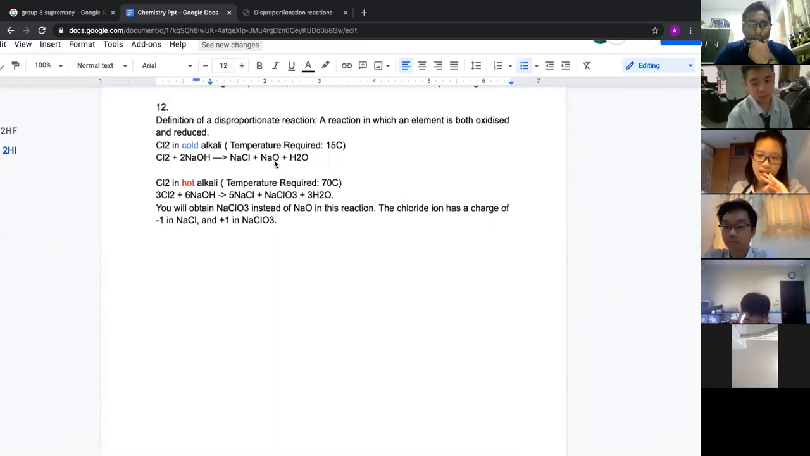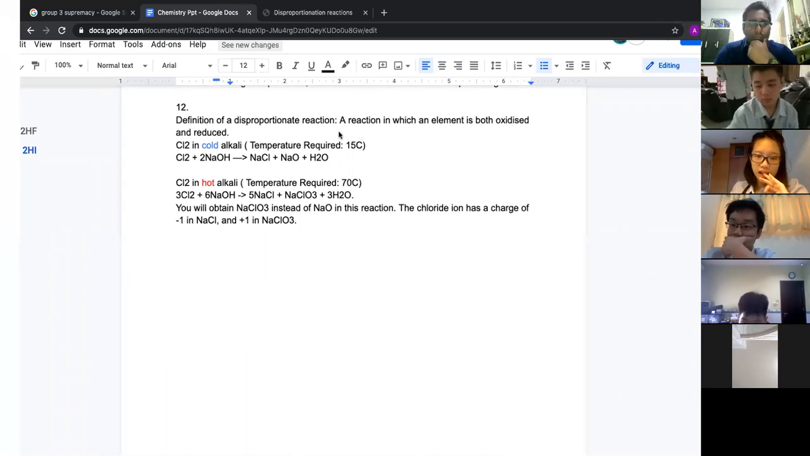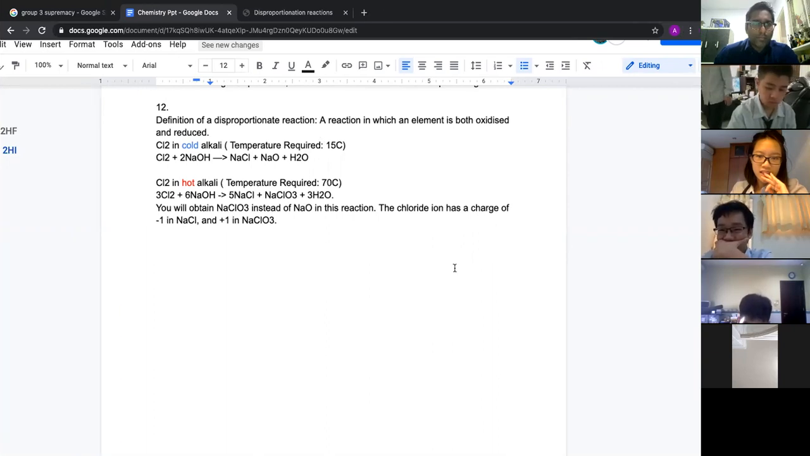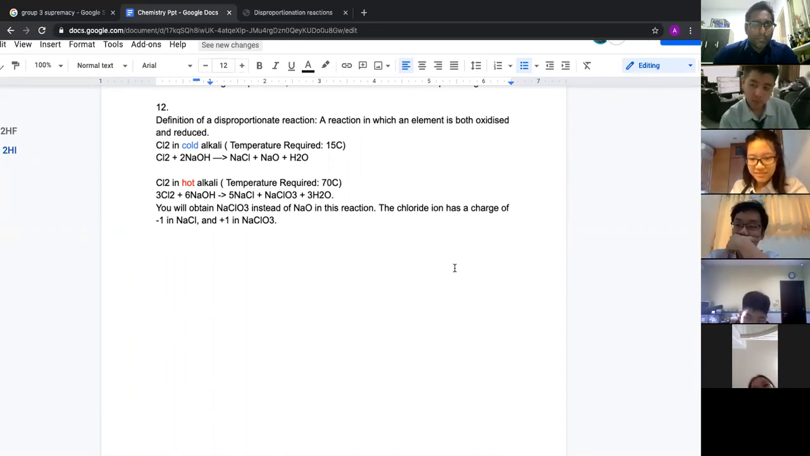When chlorine and sodium hydroxide are mixed, a disproportionation reaction occurs, in which an element is both oxidized and reduced. For example, when Cl2 is reacted in cold alkali, in this case 15 degrees Celsius sodium hydroxide, it will form sodium chloride, sodium hypochlorite, and water. The oxidation state of chlorine in sodium chloride is -1, and in sodium hypochlorite it is +1.